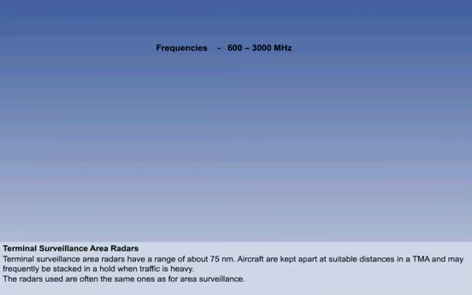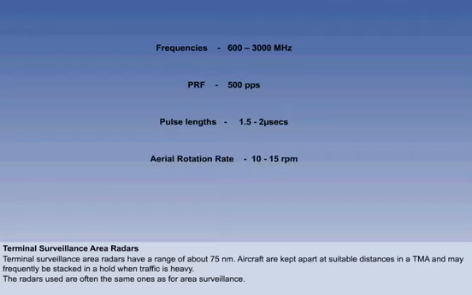Even when different ones are operated, the frequencies used are the same, 600 to 3000 MHz. PRFs are usually around 500 pulses per second. Pulse lengths are between 1.5 and 2 microseconds. Aerial rotation rates are 10 to 15 revolutions a minute. These characteristics give them a maximum range of up to 100 nautical miles.